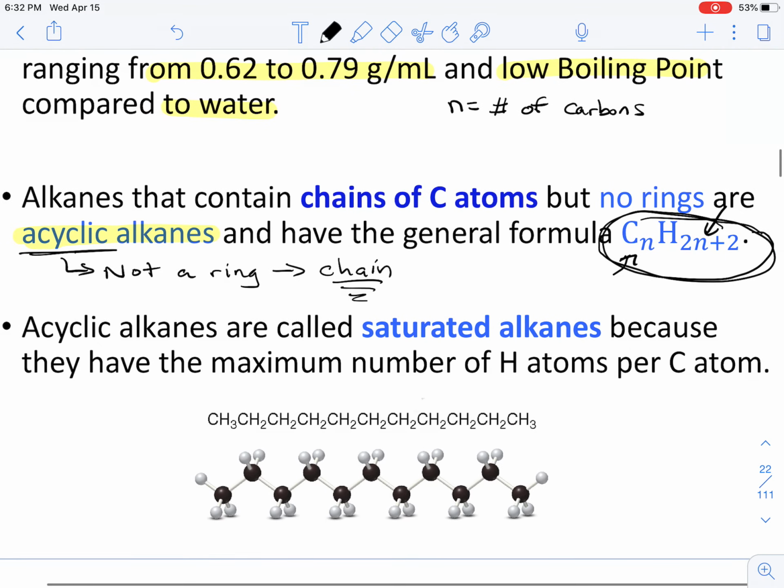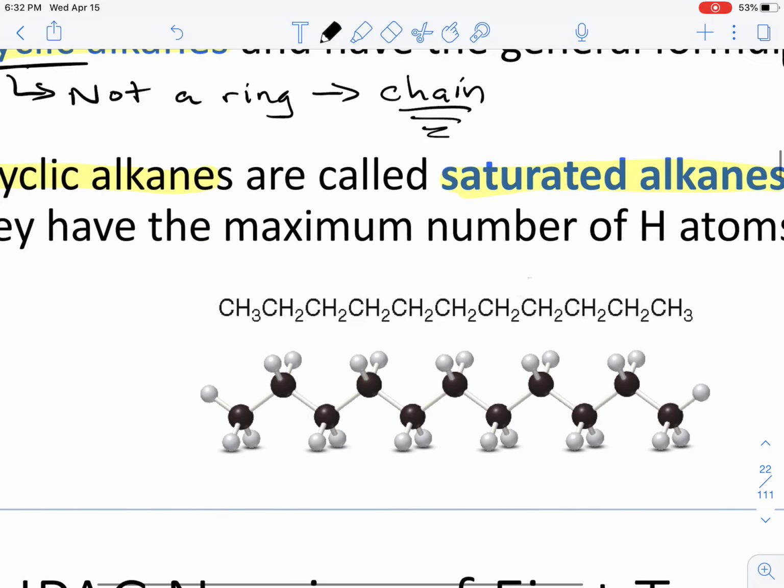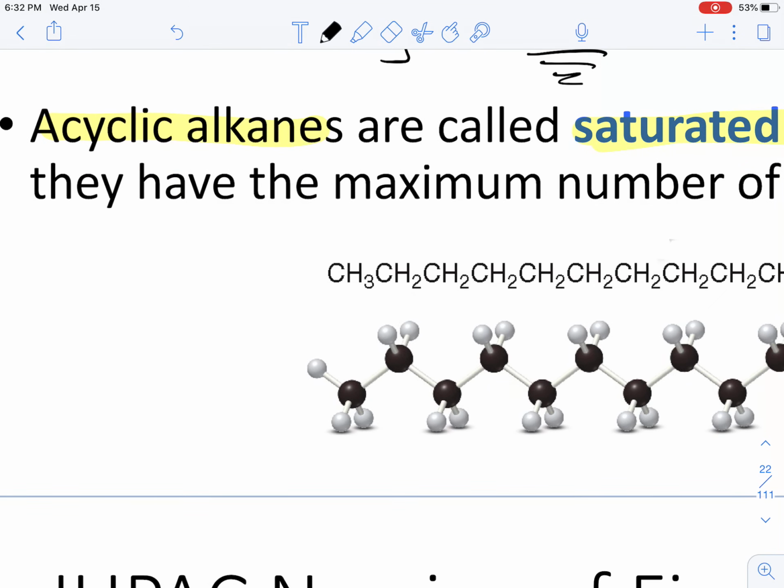And so since we have the full amount of hydrogens per carbon in the chain, acyclic alkanes are also considered saturated alkanes. So remember that carbons want to have 4 bonds. Okay? They want to achieve that octet rule. The number of bonds can be represented by a double bond, triple bond, or a single bond, or any combination, just as long as there's 4.